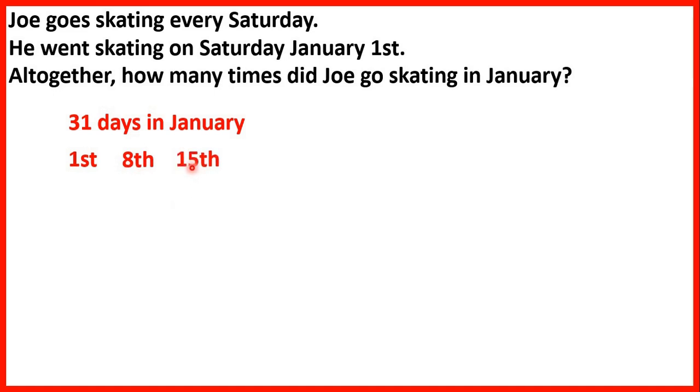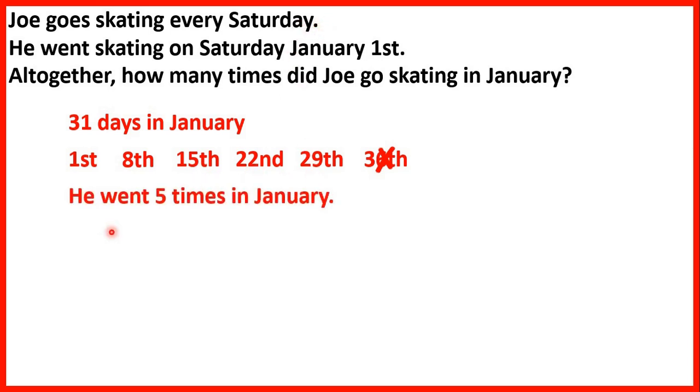8 plus 7 is 15. 15 plus 7 is 22. 22 plus 7 is 29, and 29 plus 7 is 36. But there are only 31 days in January, so we can ignore the 36th, and then we can see that we have 5 dates where Joe went skating. So he went 5 times in January. He went on January the 1st, the 8th, the 15th, the 22nd, and the 29th.